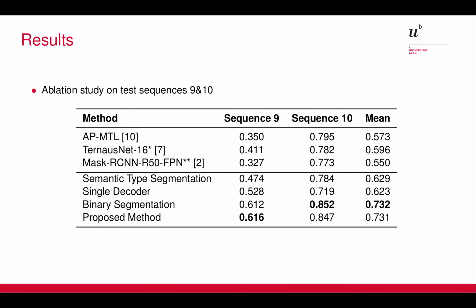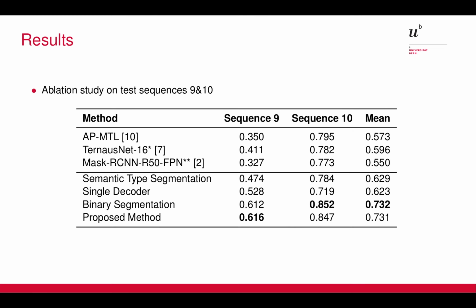In our second set of experiments, we perform an ablation study to highlight the design choices that we took. This time we use test sequences 9 and 10, as they are less biased than the previous data split, which tests on the validation set. We compare 4 different methods. Ours using only a semantic segmentation-based method, ours using a single decoder head, sharing both instance and mask generation, ours using binary segmentation, and ours using parts segmentation.